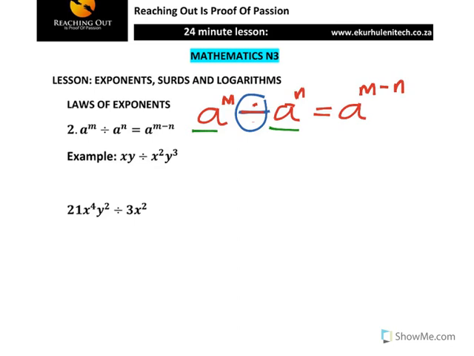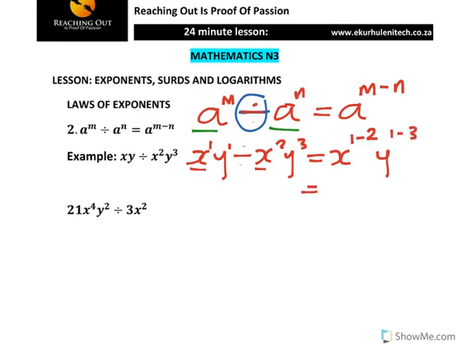Now, for example, the example that we're given here, xy divided by x squared y cubed is the same as, remember when there is x, it means it's x to the power 1. Because it's divided, you say 1 minus 2 for the base x, and then y to the power 1, and then it's 1 minus 3. So you're going to have x to the power 1 minus 2, which is minus 1, and y to the power 1 minus 3, which is negative 2.